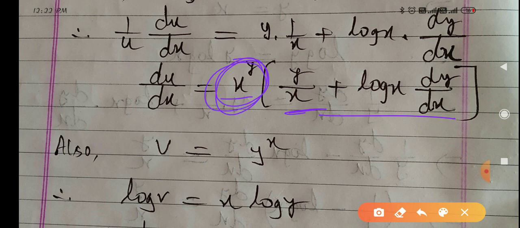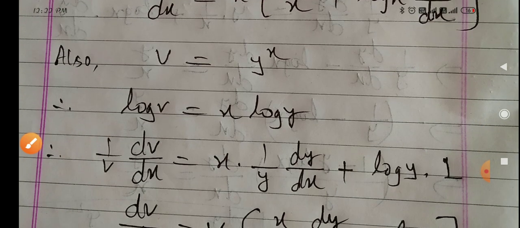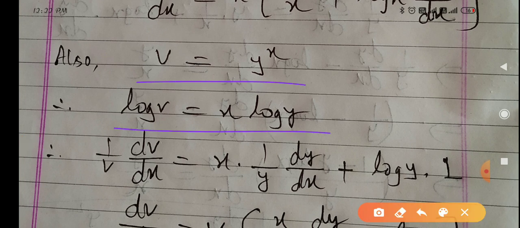I have put directly the value of u. First I took u to the RHS and I have put the value of u also: x to the power y, bracket starts y upon x plus log x dy upon dx. It is already given in the previous step. Now I have taken the second term as v equals y to the power x. Again take log: log v equals x log y.